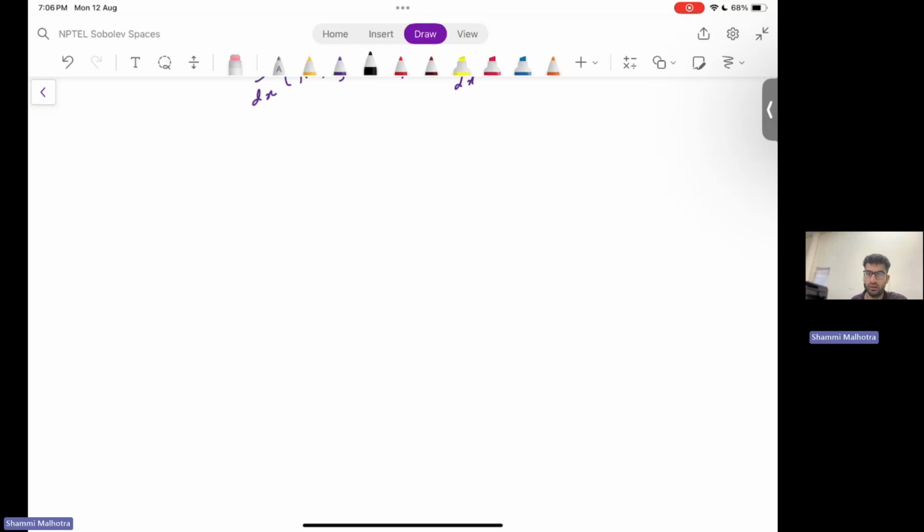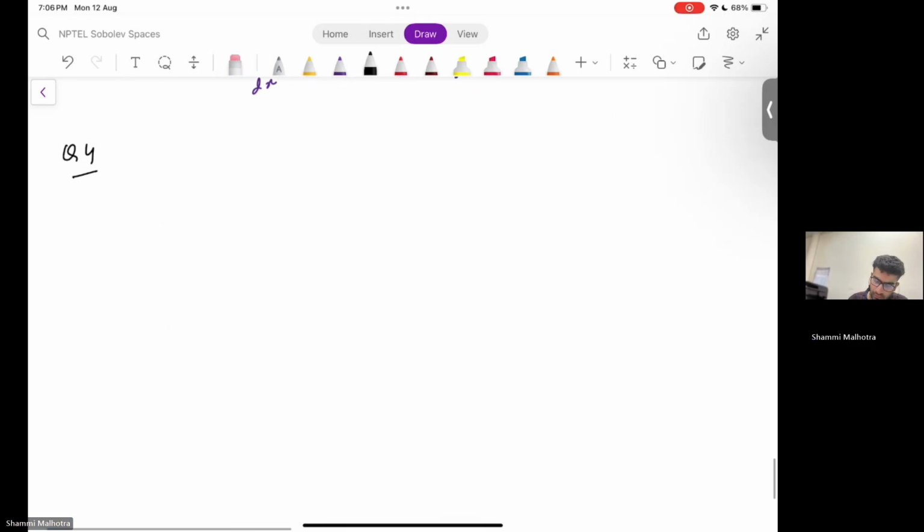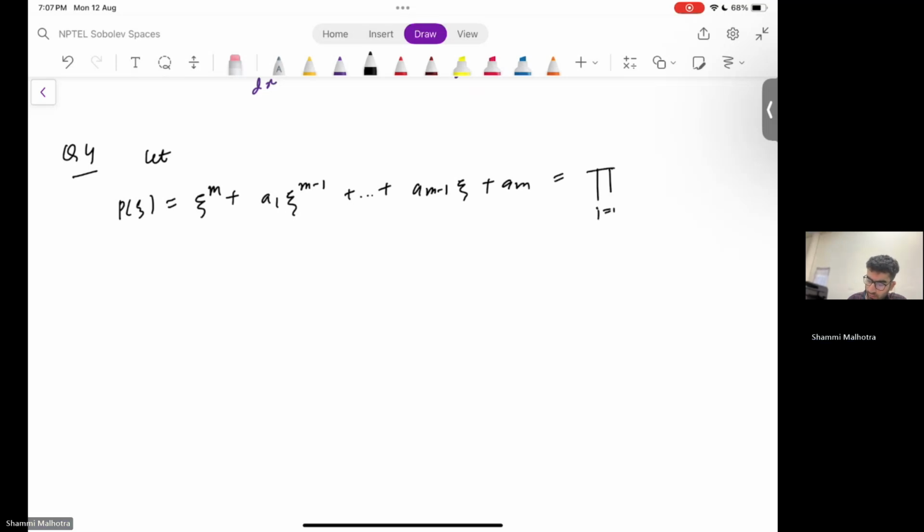So let me write my question, question number 4. What it says: if I let P(ξ) equal to ξ^m + a_1 ξ^(m-1) + ... + a_(m-1) ξ + a_m equal to the product over i from 1 to m.